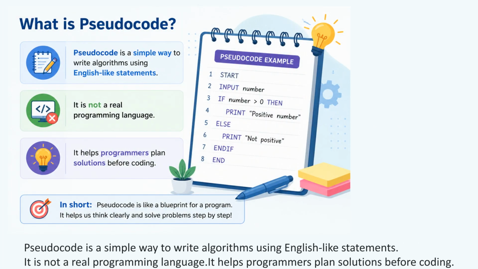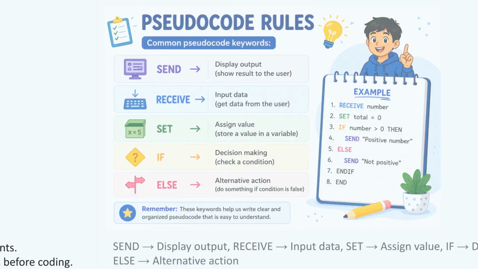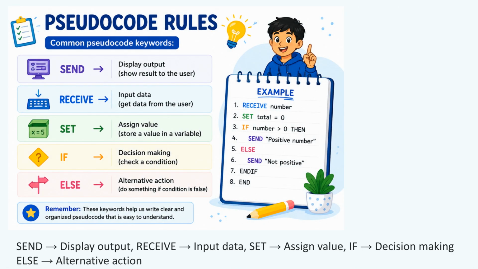Pseudocode is a simple way to write algorithms using English-like statements. It is not a real programming language, but it acts as a blueprint, helping programmers plan solutions before they start coding. Pseudocode uses common keywords. Send displays output, receive gets input, and set assigns values. If is for decision-making, and else provides an alternative action if the condition is false.